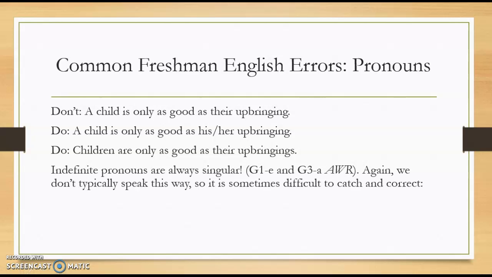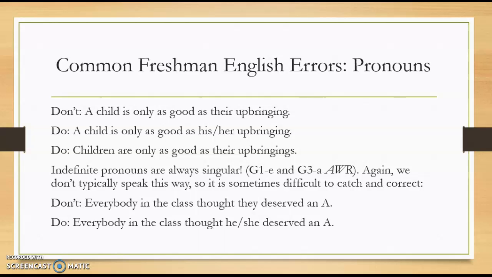One really confusing point about this is indefinite pronouns, and if you'll go look at the list of those in G1 and E or G3A, I'm not sure exactly where the list is, you're going to think, what? These are singular? Yes, and so that causes a problem. So everybody is an indefinite pronoun, and it sounds like a ton of people, and so it's just automatic for us to say they, and that is actually inaccurate. Everybody in the class thought he or she deserved an A.